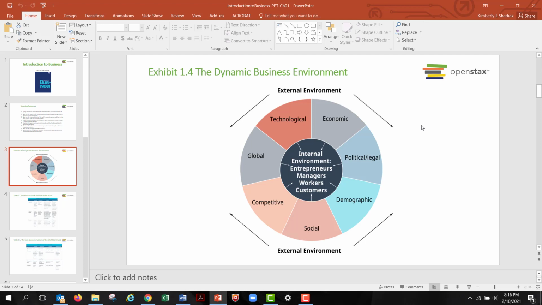Here is a look at the business environment. You'll see we have both the external and the internal environment. The external environment consists of technological, economic, political and legal, demographic, social, competitive, and global. Internally, we have entrepreneurs, managers, workers, and customers. So we're looking at the internal environment of any organization, and then the external, so those external factors that affect the business.